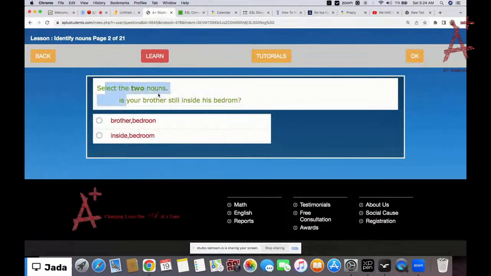Select the two nouns. Here, is your brother still inside his bedroom? So is it brother and bedroom or inside and bedroom? So is your brother still inside his bedroom? So what's going to be the answer now? Is it going to be brother and bedroom or inside and bedroom? So which one do you think is the right answer here? Let's see.